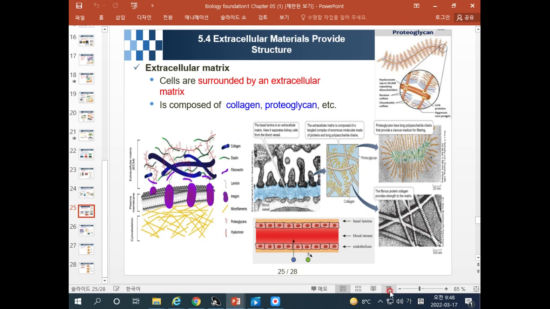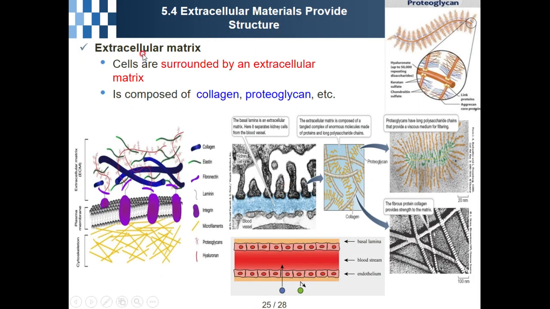And also, we will cover extracellular matrix. Now, our first subject, extracellular material. So extracellular matrix is one component of extracellular material. So this is a cell composed of the cell plasma membrane and the cytoplasm. But the cell is surrounded by extracellular matrix.